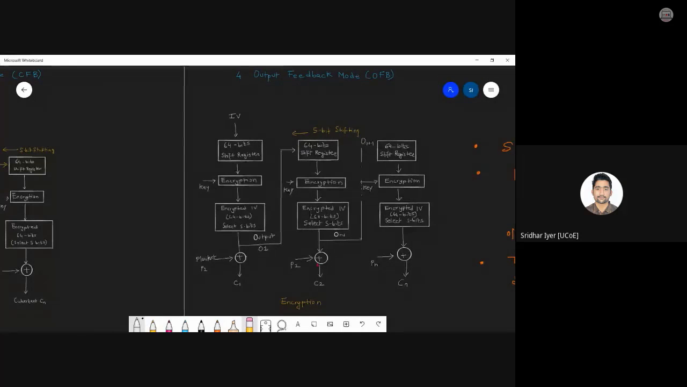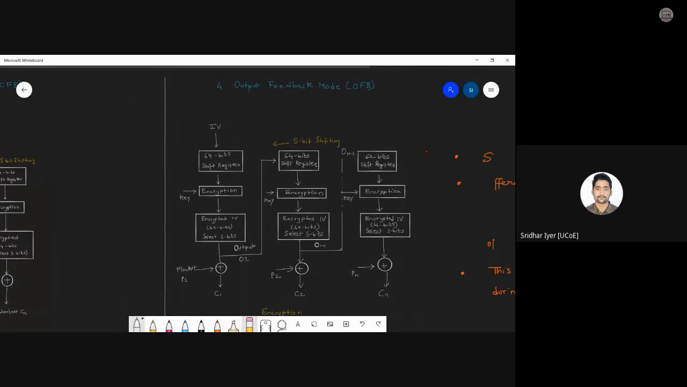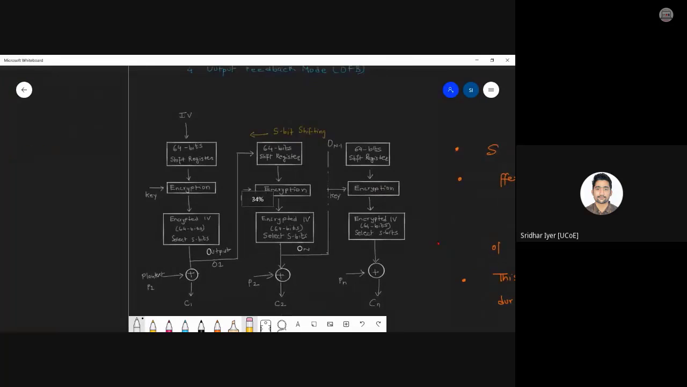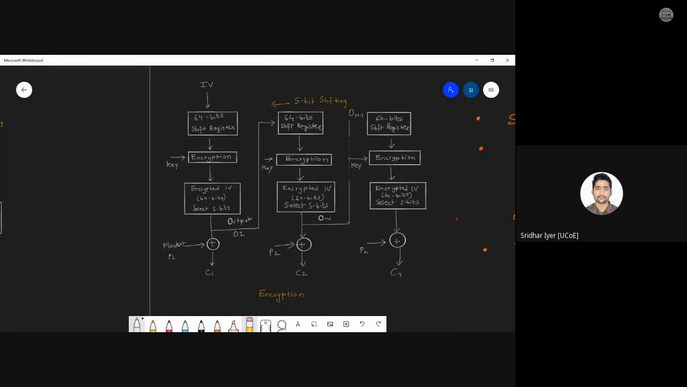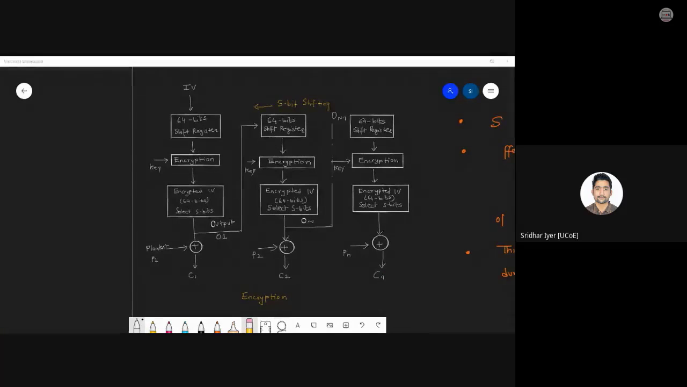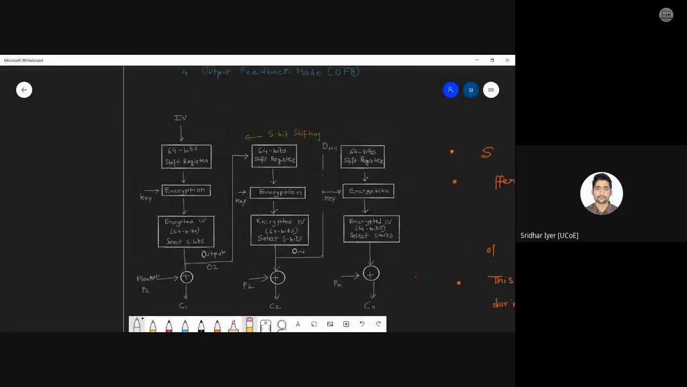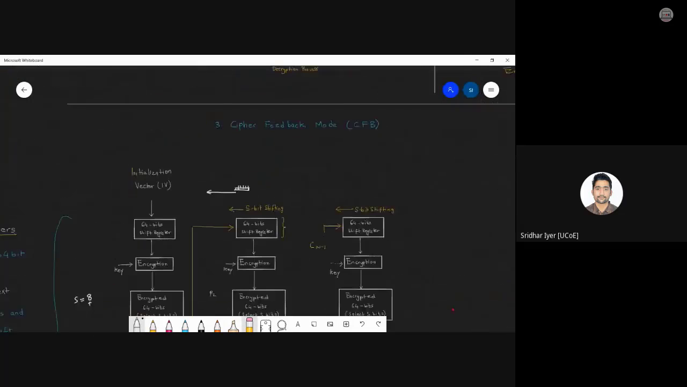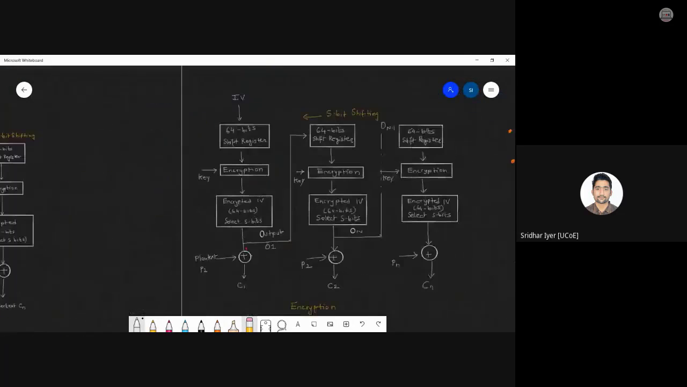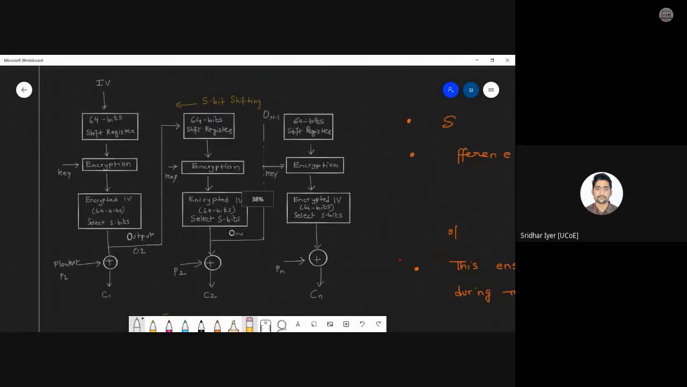So let's start with the fourth one. The fourth one is what we call output feedback mode. Now just have a look at this diagram and try to compare this with the previous one, and let me know what is the difference between this one and the previous one. This is what we call output feedback mode, and the previous one was called cipher feedback mode, right? How is it different from the previous one?